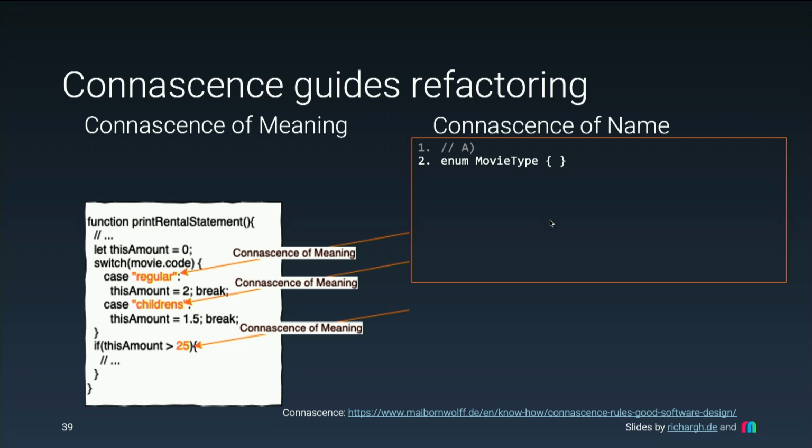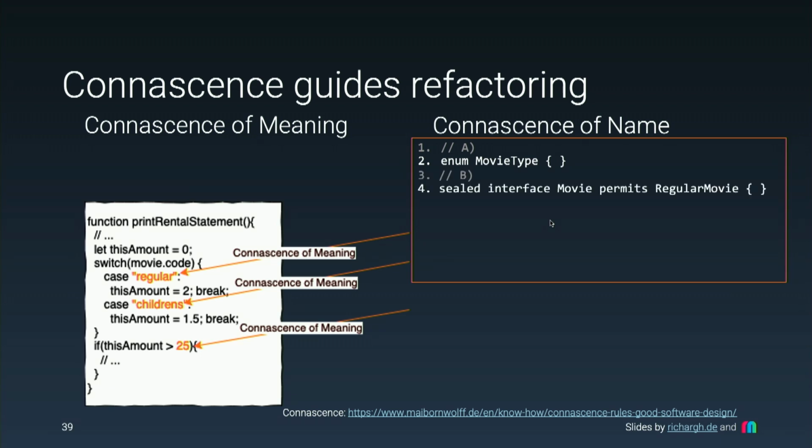Why is that better? Well, if I don't write regular, but regular, and I skip the R for some reason, I have a typo, this code is never ever going to execute again. But the enum is going to give me a compile time error. So that's better.